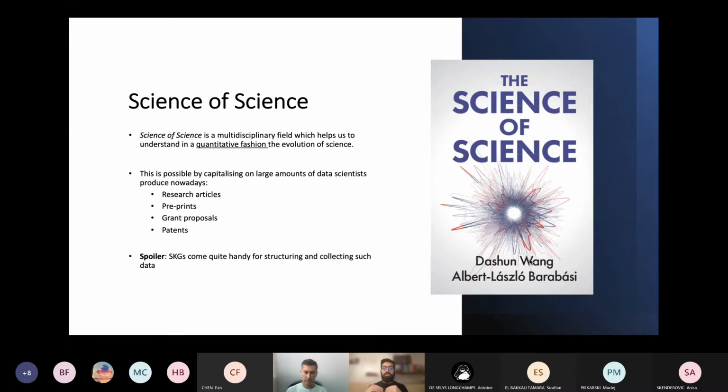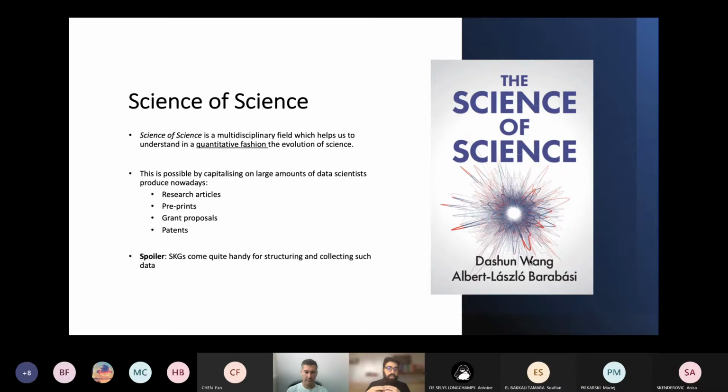And here again, I want to stress, this is why I underlined it, the word quantitative, because quantitative usually means with numbers. So we define metrics, and through these metrics we assess things and we evaluate things. And then this book keeps going on with, this is possible by capitalizing on a large amount of data scientists produce: research articles, preprints, grant proposals, and patents. So all these documents can support this field, in understanding and measuring this field.